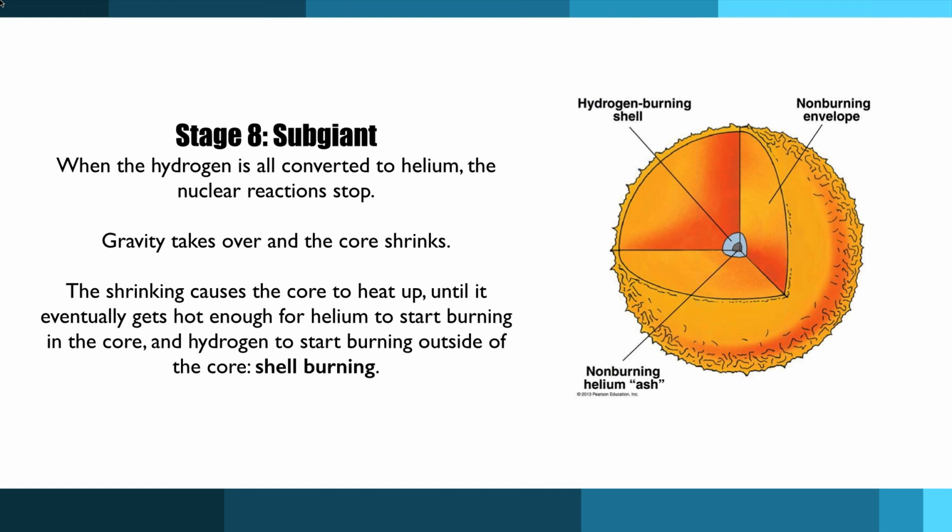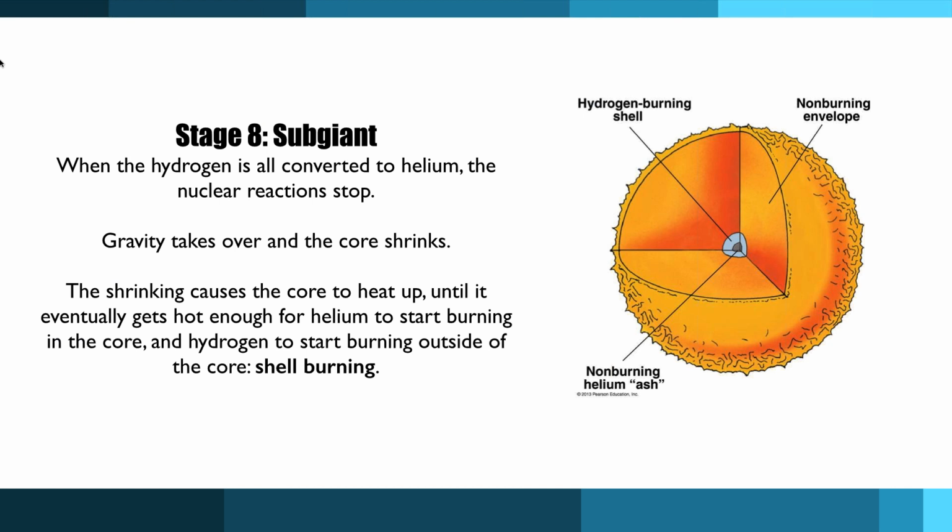And they heat up so much that eventually they're going to get hot enough for nuclear fusion with helium to begin. And it can happen in the layer just outside of the core. So this process is going to be called shell burning. And it brings our star out of the main sequence. We've gone our 10 billion years fusing hydrogen into helium. Now we're outside of the main sequence in something called the subgiant phase.